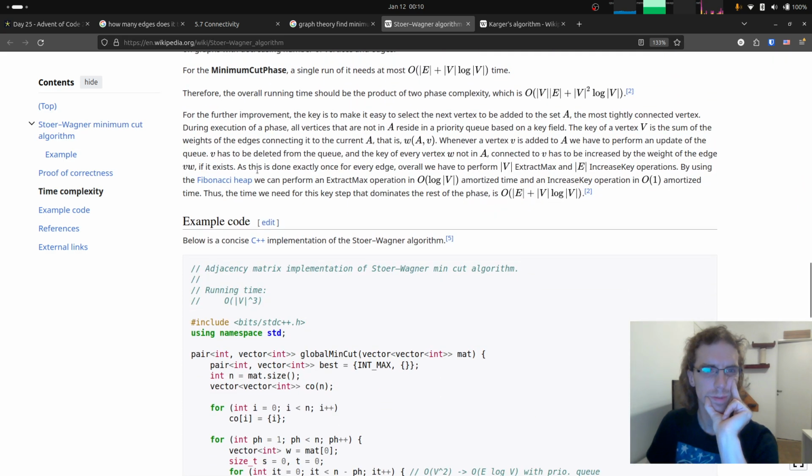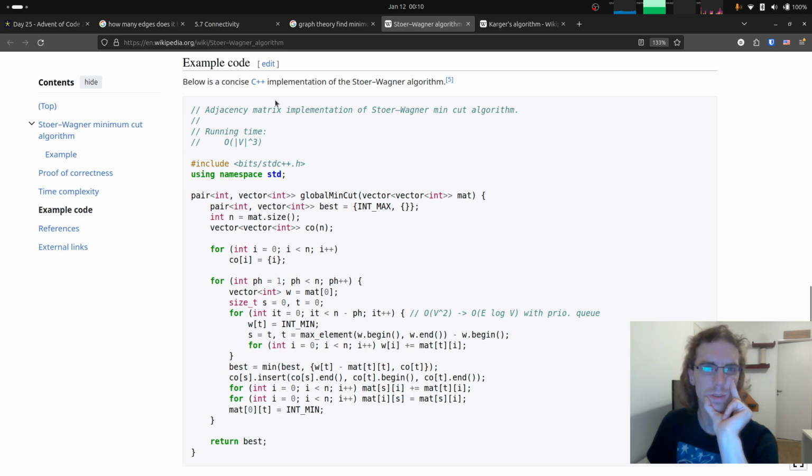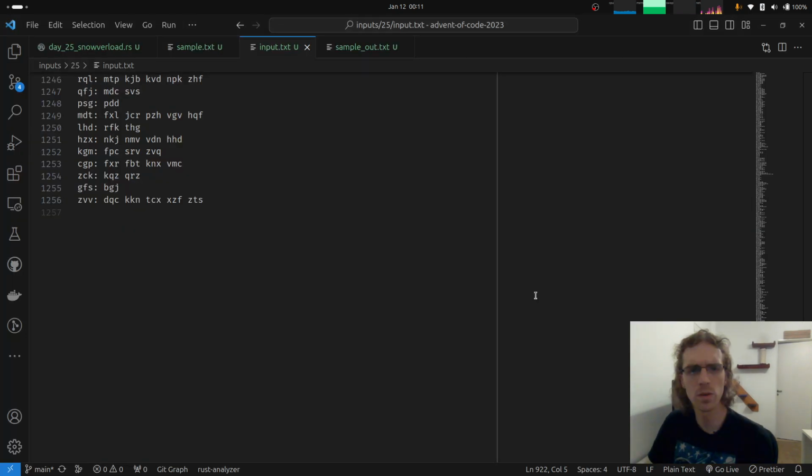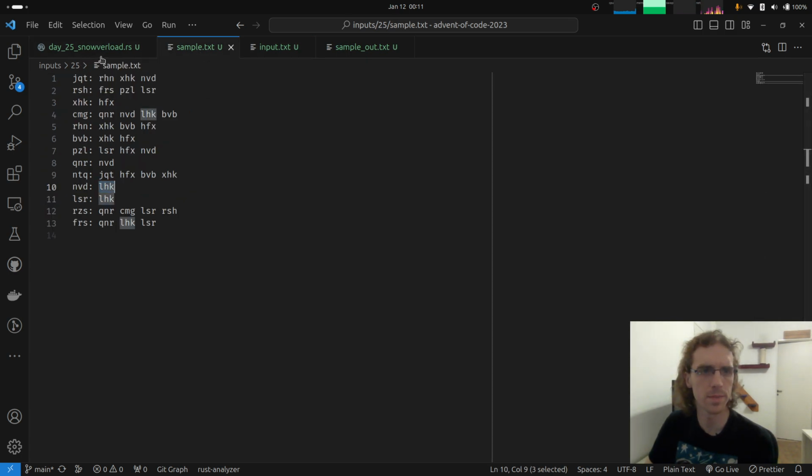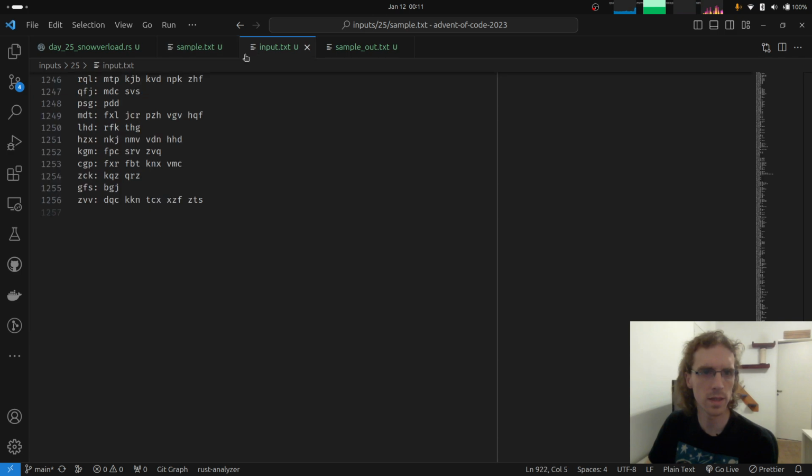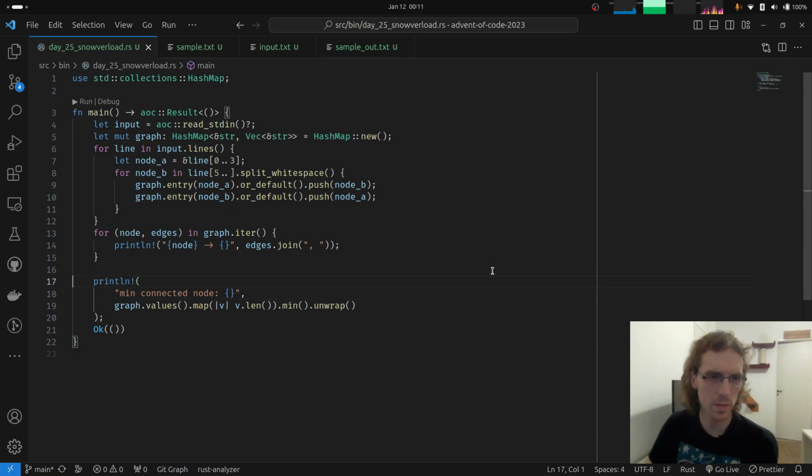A bunch of, oh, look at that, actual code, C++, yeah. Adjacency matrix implementation of Stoer-Wagner min cut algorithm, running time V cubed, so the size of V, the amount of vertices cubed, sorry, and the amount of vertices that we have is the amount of nodes. I don't know how many they were. We know the input has 1200, but we can print that.